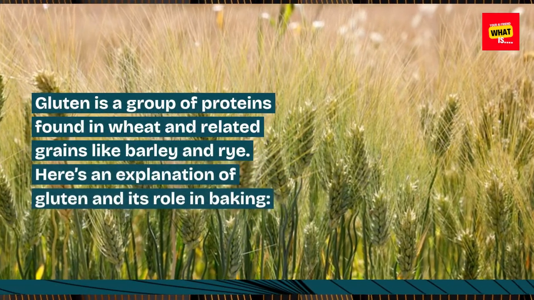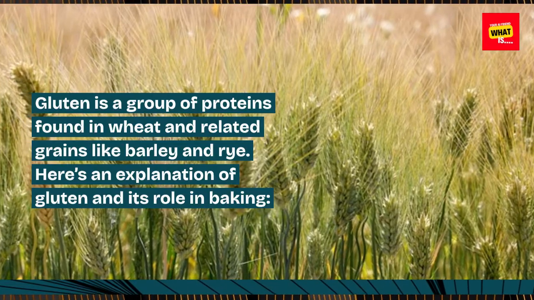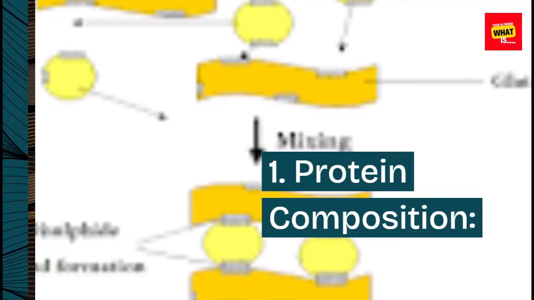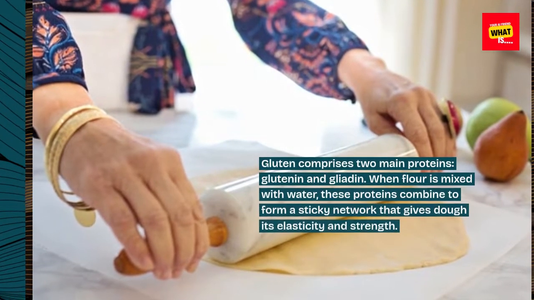Gluten is a group of proteins found in wheat and related grains like barley and rye. Here's an explanation of gluten and its role in baking. 1. Protein composition. Gluten comprises two main proteins, glutenin and gliadin.